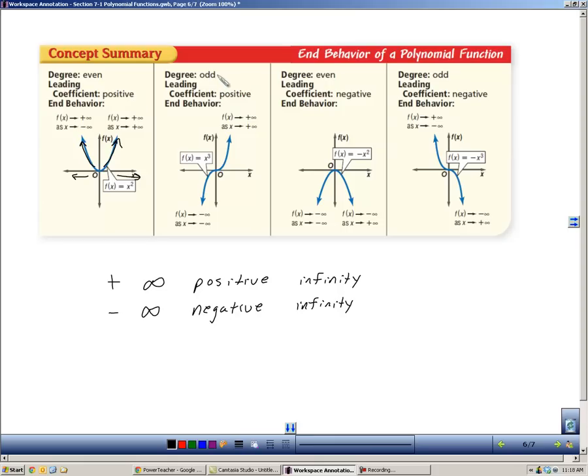When the degree is odd and the leading coefficient is positive, then as x goes positive, the function goes up, and as x goes negative, the function goes down. An example would be x cubed. If the degree is even and the coefficient is negative, then it's an upside down parabola. As x goes negative, then the function goes down, and as x goes positive, the function goes down. And the last one, if the degree is odd and the coefficient is negative, then as x goes negative, then the function goes positive, and as x goes positive, then the function goes negative.